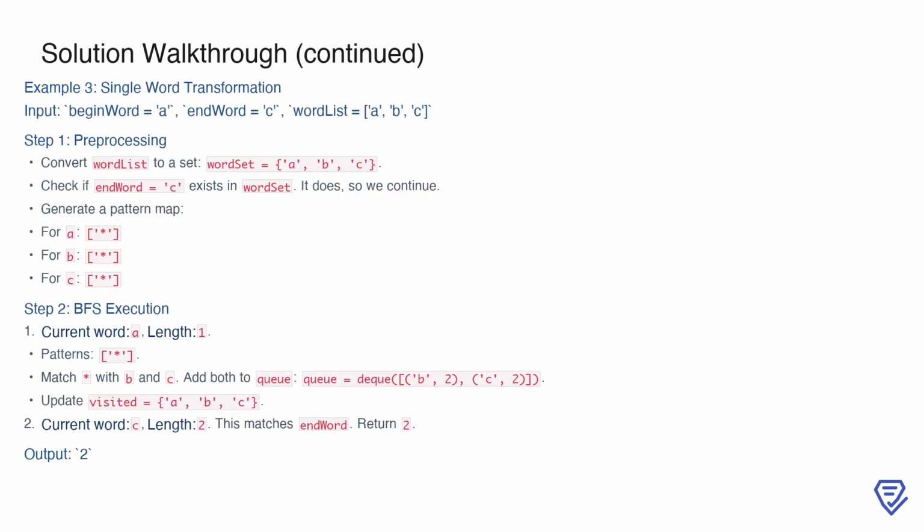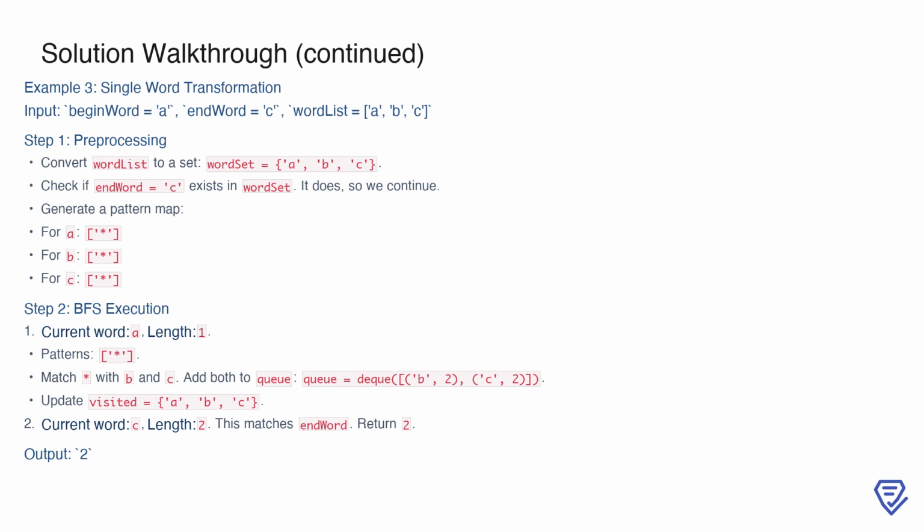In this final example, we are given a simpler scenario where we need to transform the word a into C using the word list a, B, C. After converting the word list into a set, we have a word set containing a, B, and C. Checking if C exists in the set, we confirm that it does, so we proceed. The pattern map for this case is straightforward, as each word generates the same pattern, *.